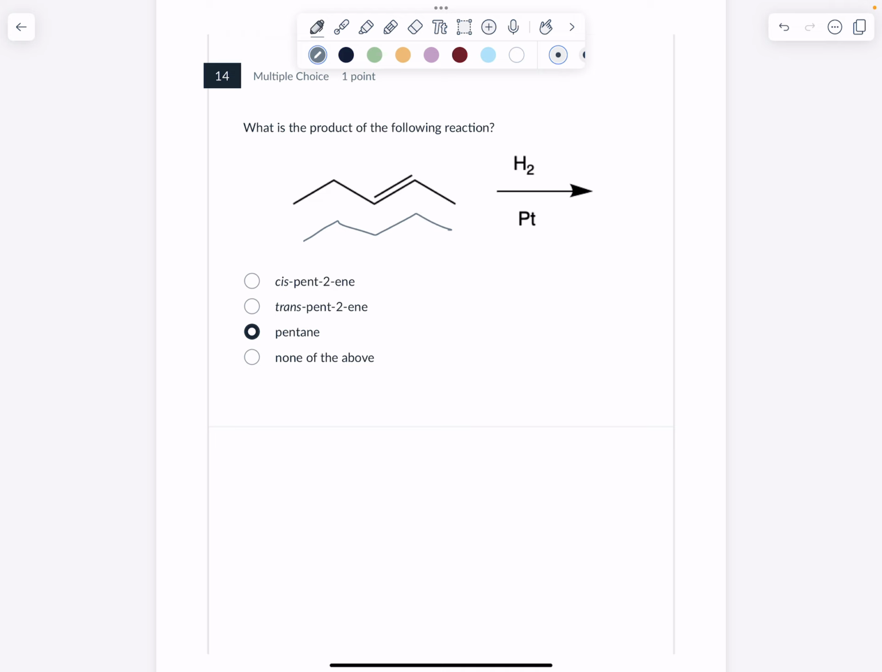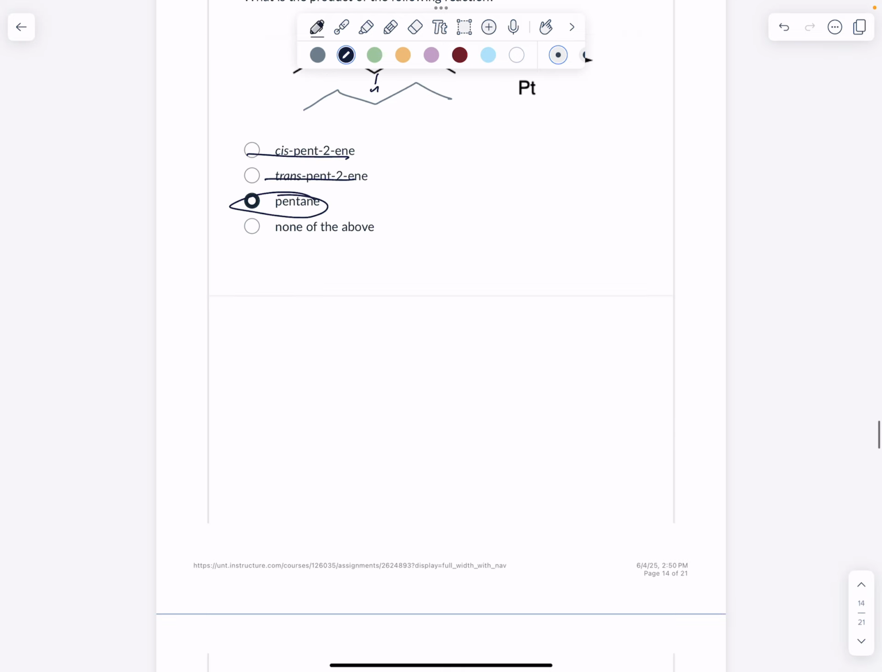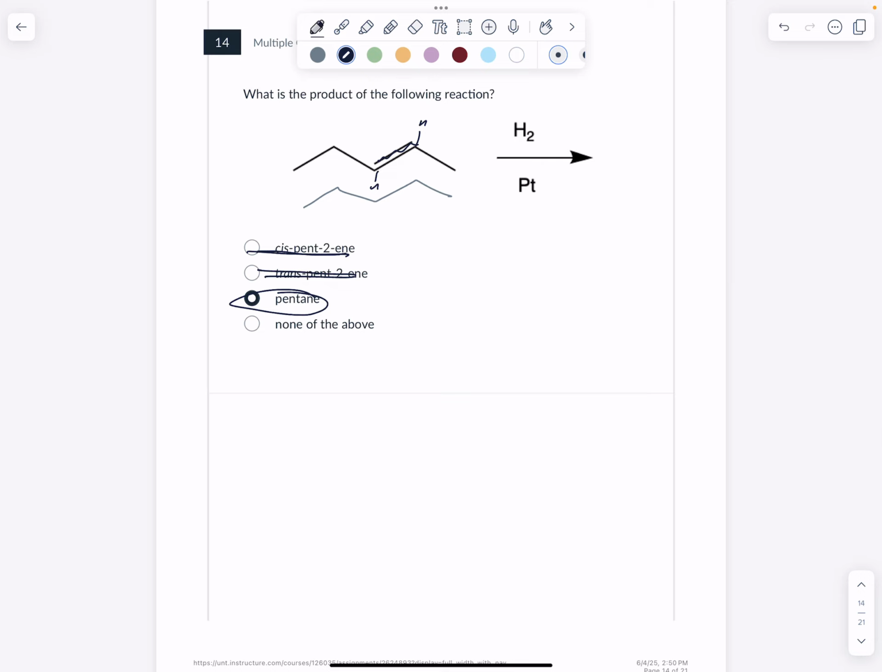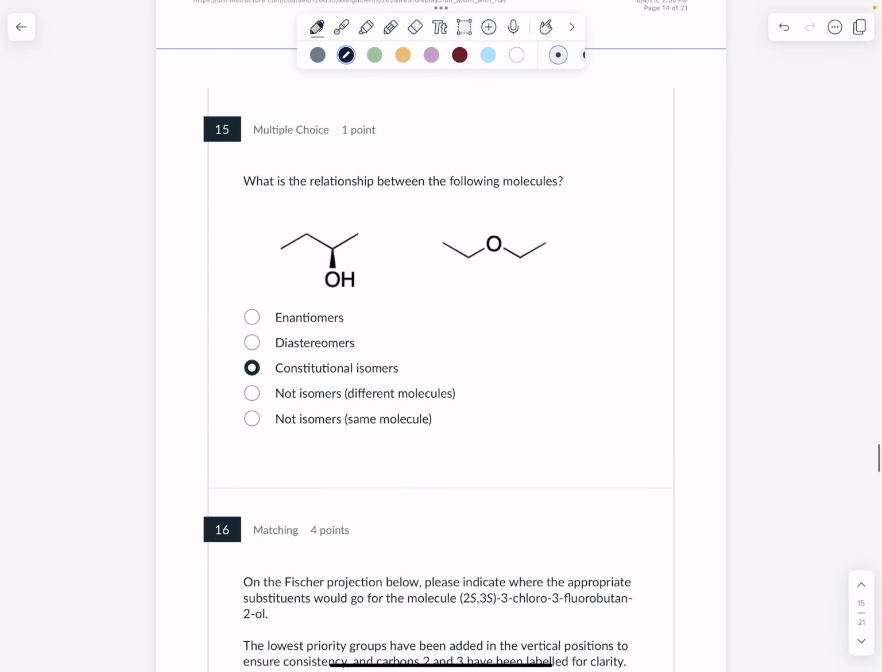This reaction is the one that just gets rid of the double bond and replaces them with hydrogens. And so that would result in pentane. These didn't get rid of the double bond. You just need to know that one. These two didn't get rid of the double bond, so neither of those could be right, and pentane would be the right answer.